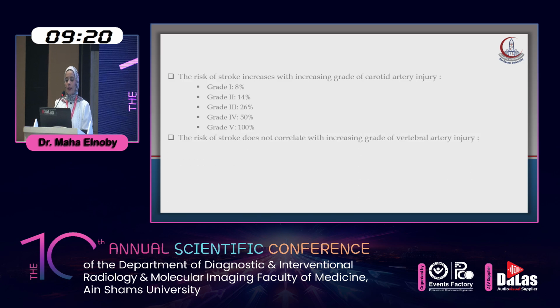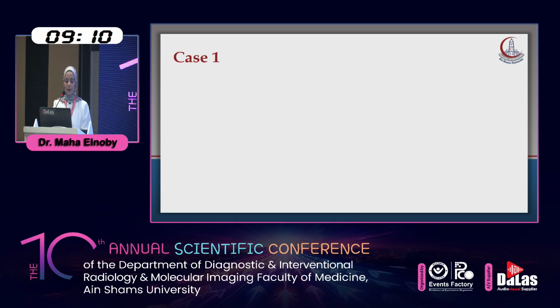The risk of stroke does not correlate with increase in the grade of vertebral artery injury. Grade 1, 6%. Grade 2, 38%. Grade 3, 27%. Different ratios, not associated with the grade. So we will talk about the cases.